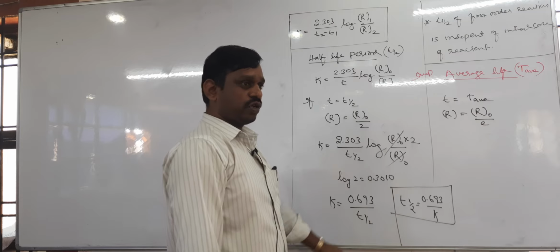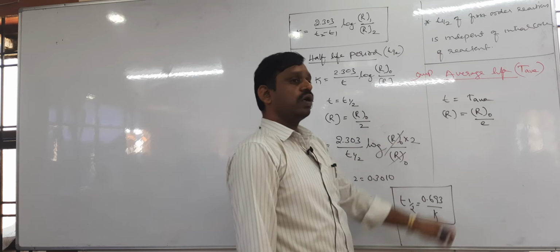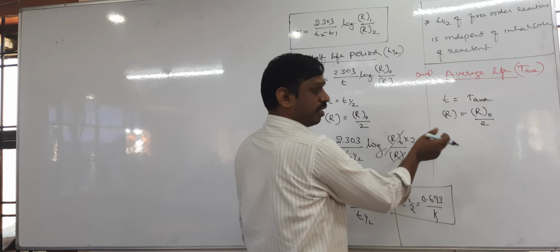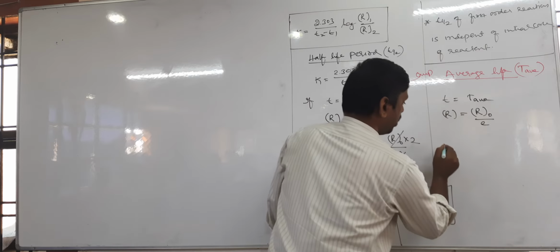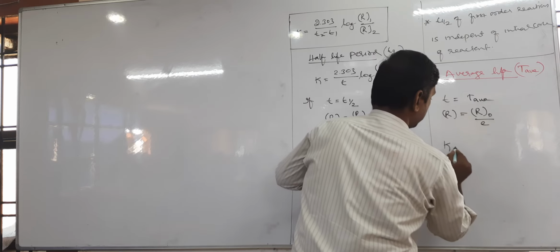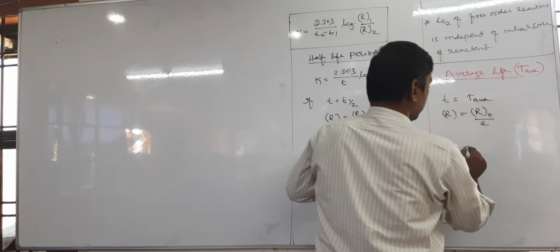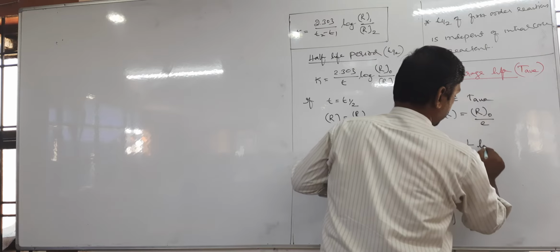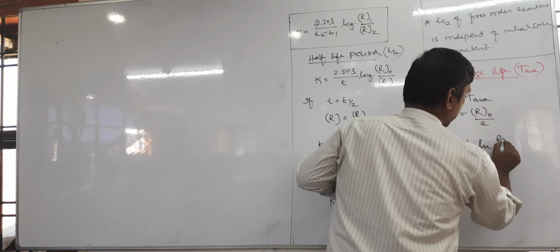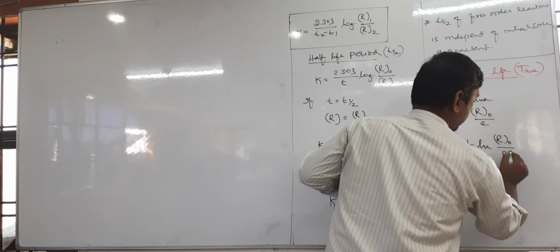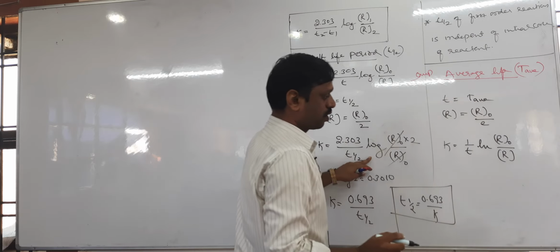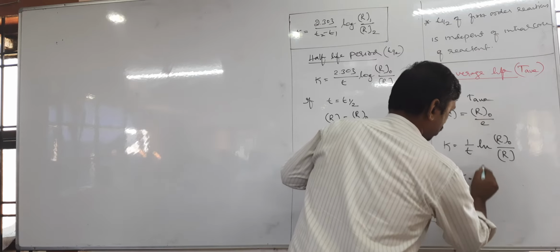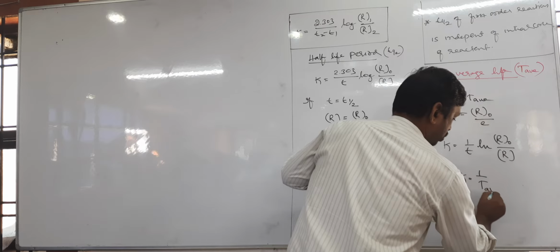The concentration of reactant should be reduced to R naught by e, so therefore 1 by e. Now R equals R naught by e, but we know that K equals 1 by T ln of the initial concentration of reactant by the concentration of reactant at time T. Now substitute here. What is K equal to? 1 by T. I'll take T average.